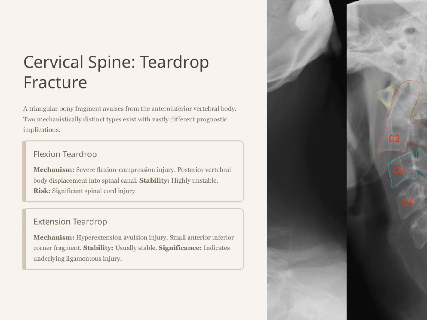This results from hyperextension injuries, leading to a small fragment at the anterior inferior corner of the vertebral body. Usually, this type is more stable, but it's important to remember that it often indicates underlying ligamentous injury, which can have implications for stability and treatment. Understanding these differences is key because they influence both the prognosis and the management approach in cervical spine trauma. Recognizing whether a fracture is flexion or extension type helps us assess the severity and plan appropriate intervention.